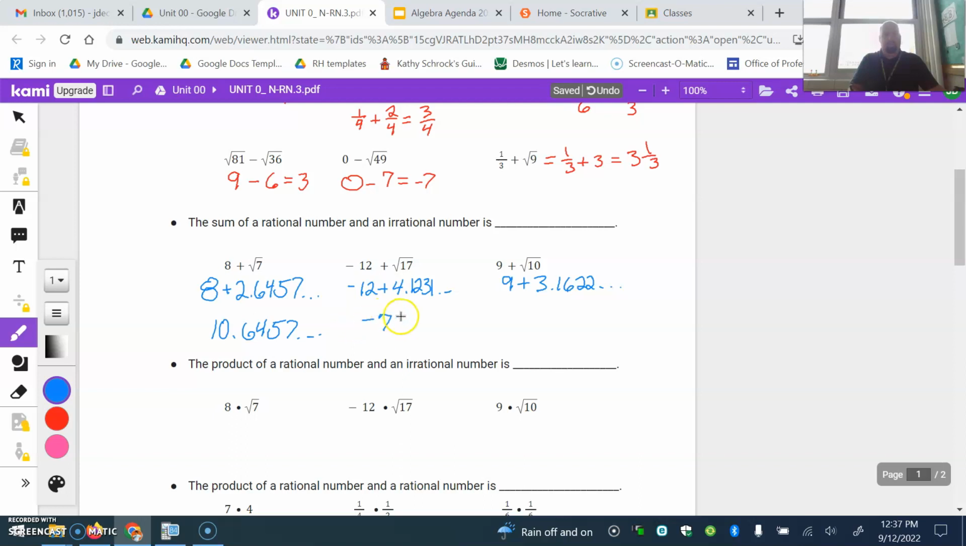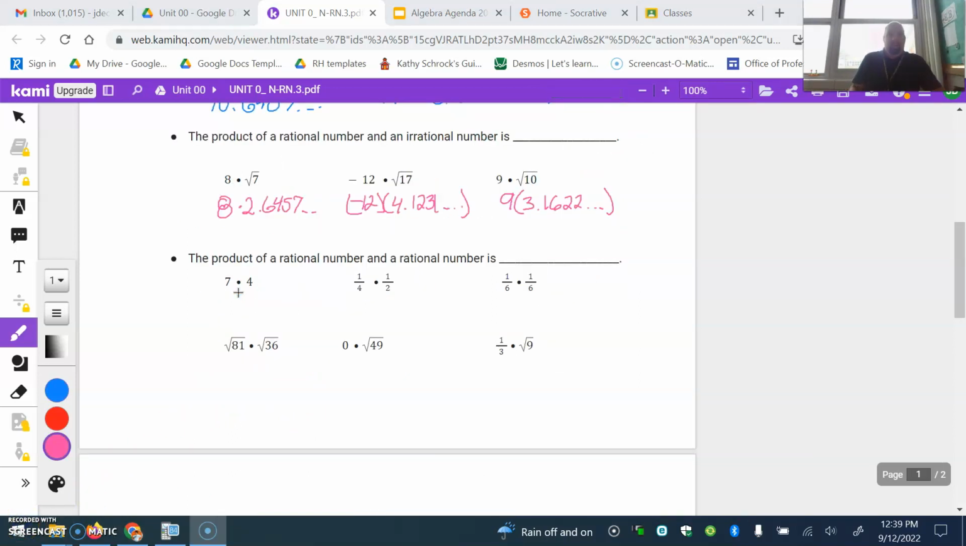This one, because of the -12, I get -7.8768 ... And then for this one, 12.1622 ... So what's that mean? If I add rational and irrational, I get irrational. Okay, I'm going to pause the video, and I'm going to do the same thing as last time. We already know what these are going to be, but I want to write them out so that you don't have to wait for it. So I'll be back in just a second.